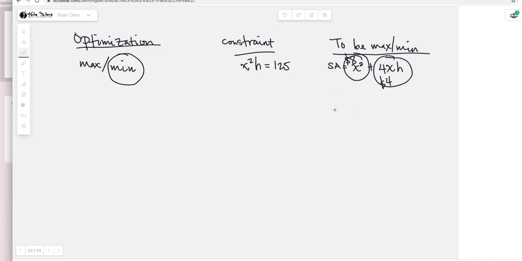So now with surface area with cost, we can call it a cost function. The cost function is both a function of x and h. So the cost function is 8x squared plus 16xh.